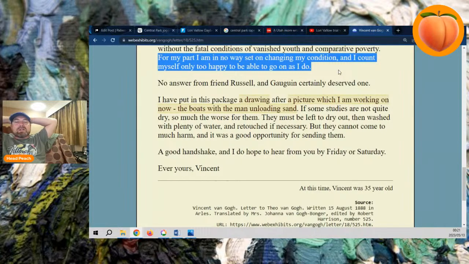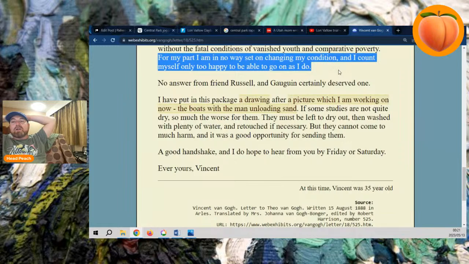And every time we get to this, I am going to emphasize it because it's true. He is okay. He is having difficulty, but he's okay. He's a little bit of a martyr figure. He says, no answer from friend Russell, and Gauguin certainly deserved one.